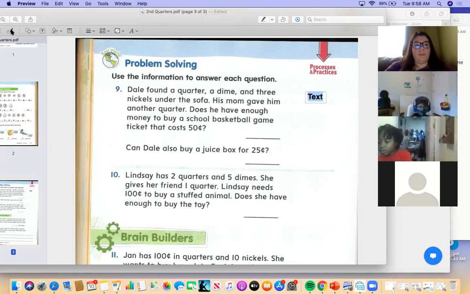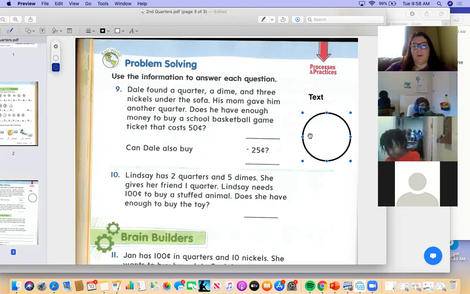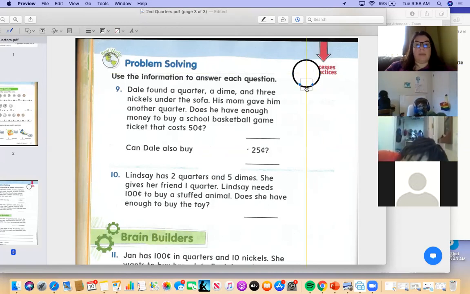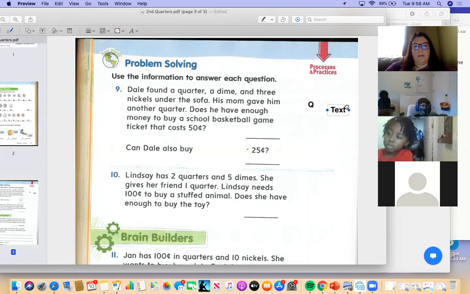You can draw a circle. Here, I'm going to put a circle. All right. We'll try this. So you can draw a circle, and then you can put... It's a big one. Let me make that smaller. Darn it. If you draw a circle and you put a Q in the center of it, that can represent a quarter. A D can represent a dime. And an N can represent a nickel, right? So he's got a quarter, a dime, and three nickels.